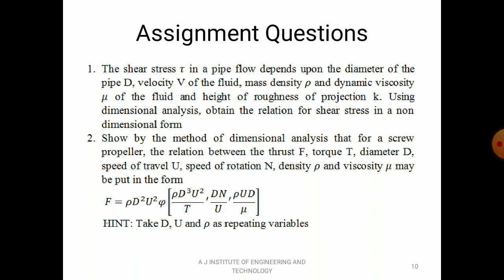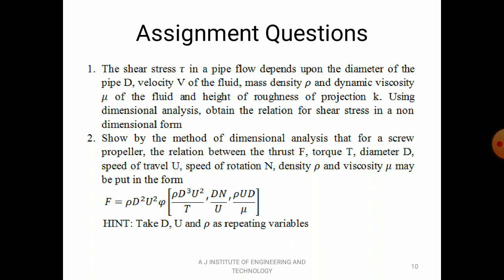So for roughness, you don't get confused. It is given as height of roughness of projection. Height is always measured in meter, so the dimension of k becomes L only. The dimension for meter is L. So you have to just remember it is clearly given as height of roughness of projection.